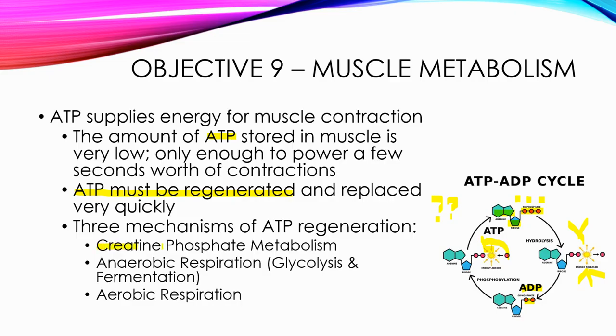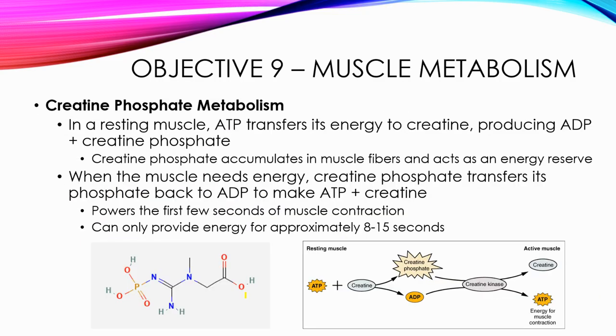Now, there's 3 main ways that we make this ATP. We have creatine phosphate metabolism. Remember, metabolism is just chemical reactions. We have anaerobic respiration, or we have aerobic respiration. The first way that we make ATP is through creatine phosphate metabolism.